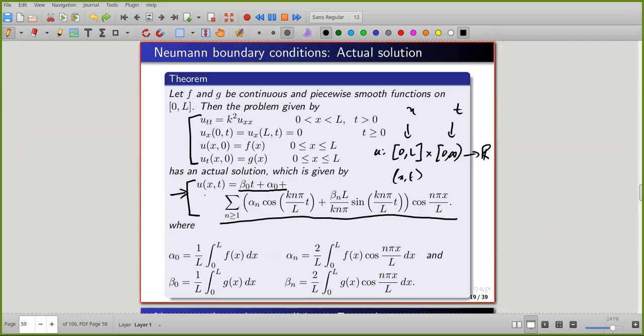Then you have to make sure that you can differentiate, take partial derivatives inside the sum. So you have to do all those things, and the question is, can we do all these things? But if, let's say, my f and g are nice smooth functions on the interval [0, L], then we can do all of that. I hope that answers the question.